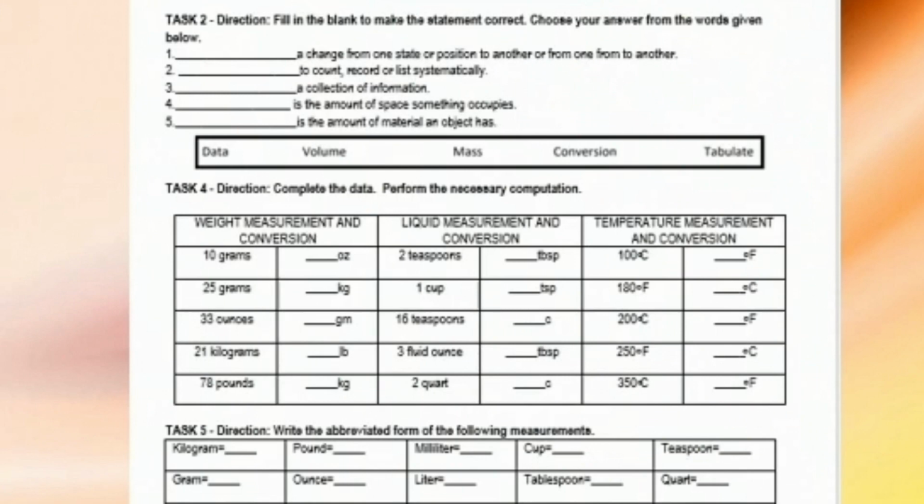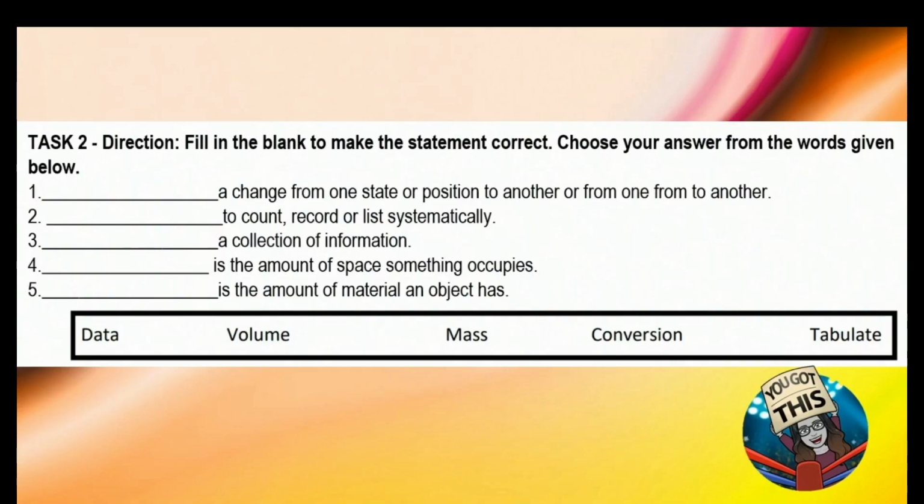Sana ay natutunan nyo yung aking binigay na mga examples of conversions. This time, sagutan na natin ang activity sheet para sa week 3 ng quarter 4 sa food processing. Let's do this! You will start with task number 2. So you're going to read the statements carefully. Fill in the correct word needed to make the statement correct. You are going to choose your answer in the box given.